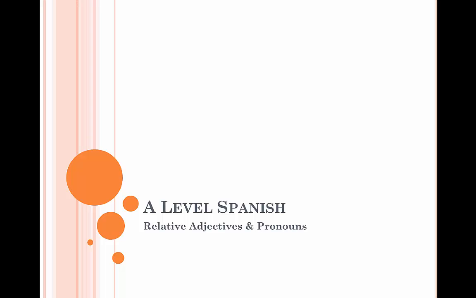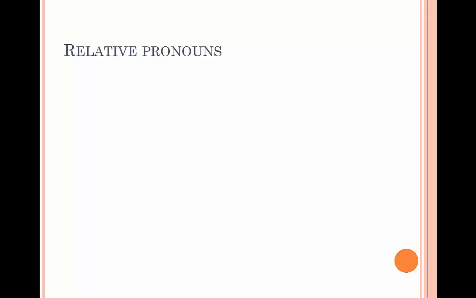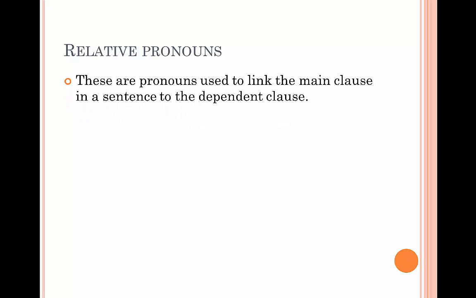Today we're going to be looking at relative adjectives and pronouns. First we're going to look at relative pronouns. These are pronouns which are used to link the main clause in a sentence to the dependent clause. The dependent clause is a clause which follows the main part of the sentence.